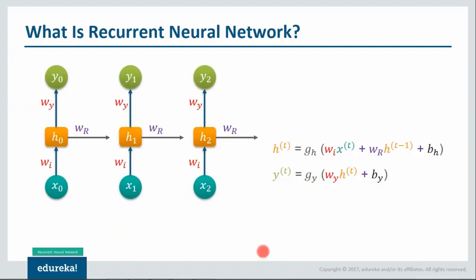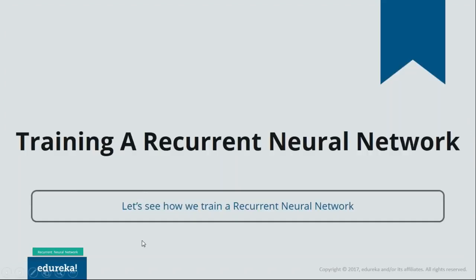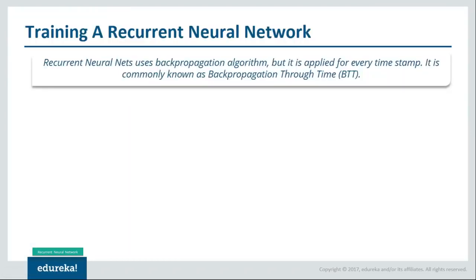And this is how a recurrent neural network works, guys. Now you must be thinking how to train a recurrent neural network. A recurrent neural network uses the backpropagation algorithm for training. But backpropagation happens for every timestamp. That is why it is commonly called backpropagation through time.